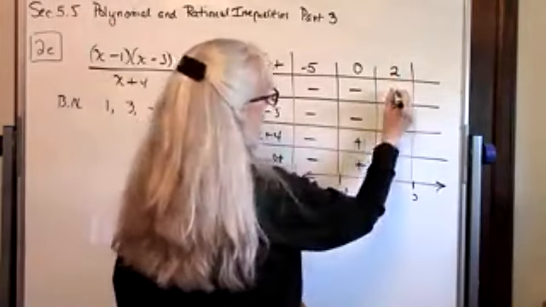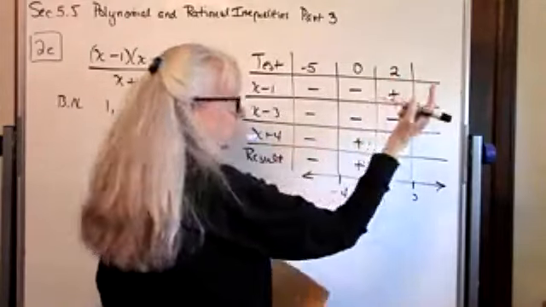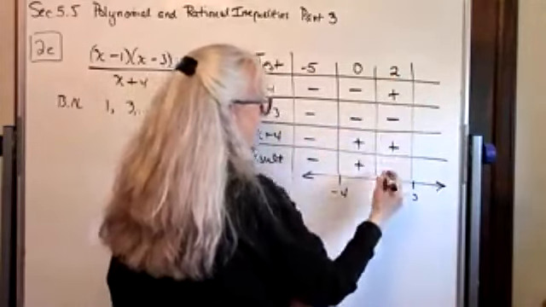2 minus 1 is now positive. 2 minus 3 is still negative. 2 plus 4 is positive. The net result when you multiply or divide a positive, a negative, and a positive is a negative.